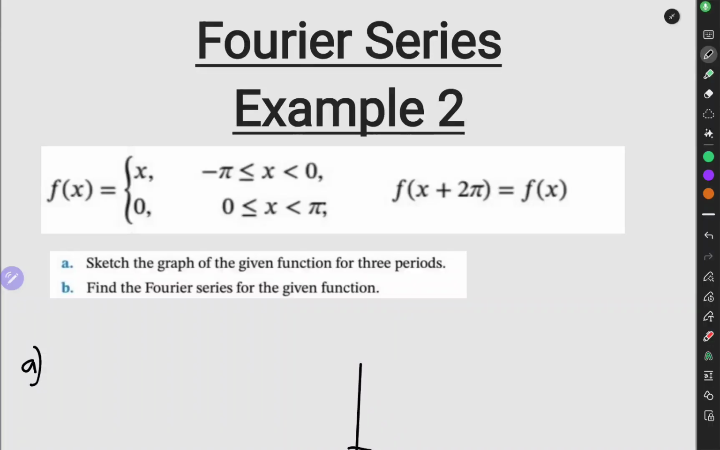We're going to look at another example of a Fourier series. This will be our second example. For this problem, you see we're going from negative pi to 0 and from 0 to pi. So our period for this one is 2 pi, and the length is half of the period, which is pi.